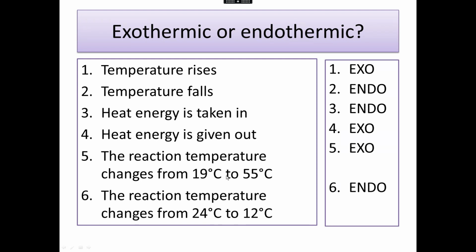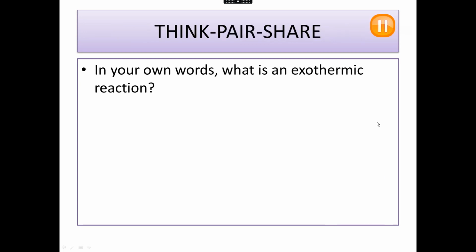In number 5, the temperature is going up. That means it's exothermic. Heat energy is being given out by the reaction. In number 6, the temperature is going down. Heat energy is being taken in. It is endothermic. Right, in your own words, pause the video and think of a sentence.